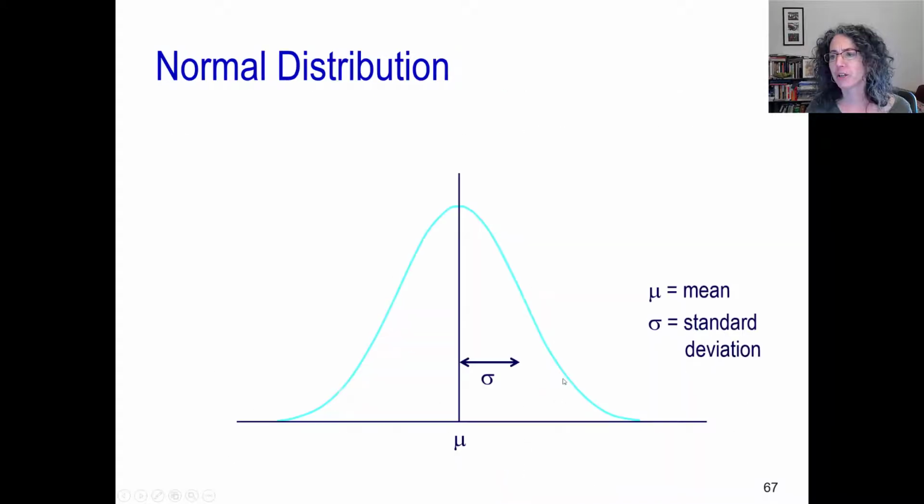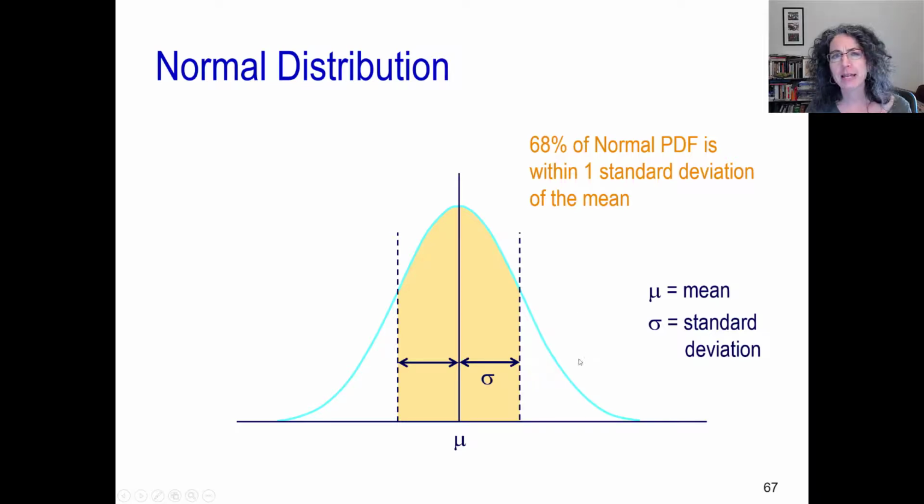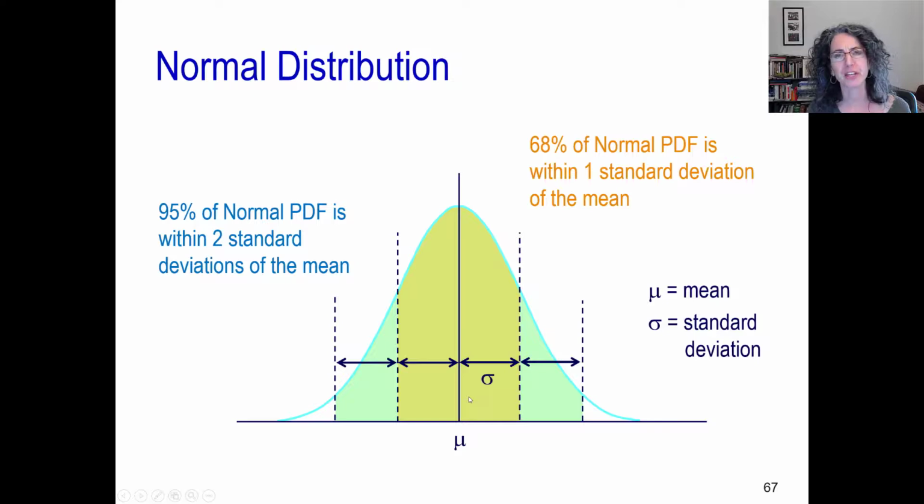Some more useful points about the normal distribution: here's one with a mean of mu and a standard deviation of sigma. And it turns out that 68% of the probability within a normal distribution is within one standard deviation at either side of the mean. So 2/3 of the probability mass is within one standard deviation of the mean. If we go 2 standard deviations from the mean in either direction, we span 95% of the probability.